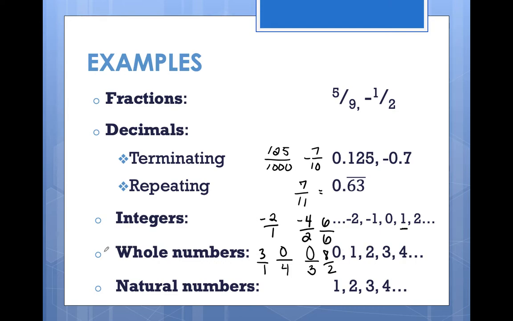You might notice that whole numbers and natural numbers are almost identical sets of numbers. The only difference is that whole numbers include a 0. A good way to remember that is the word whole has an O in it, and that might remind you that whole numbers include 0, but natural numbers do not include 0.